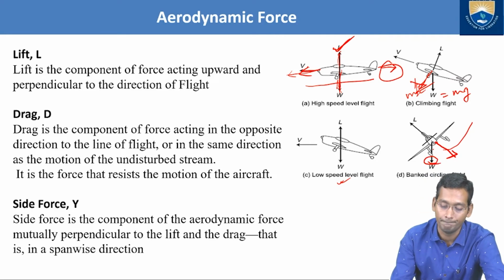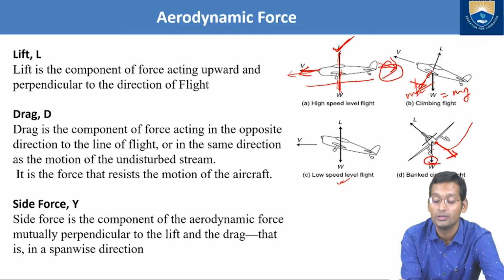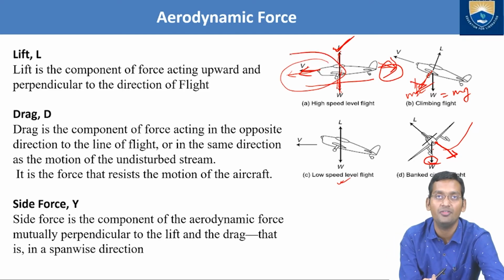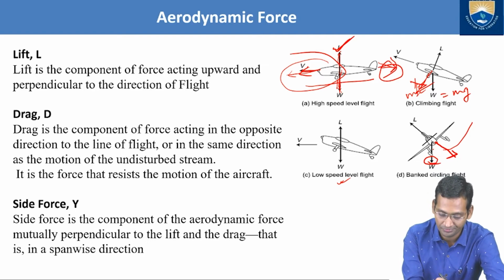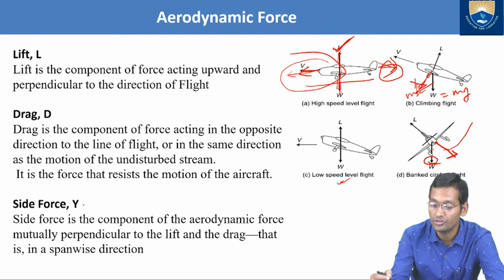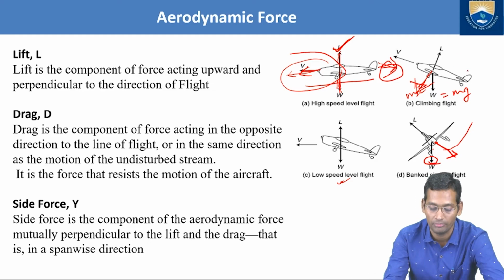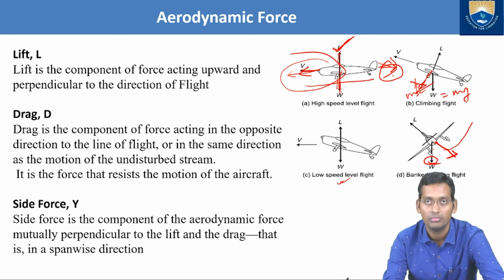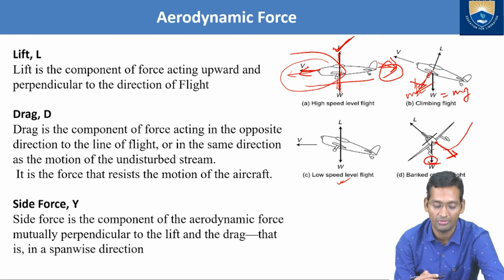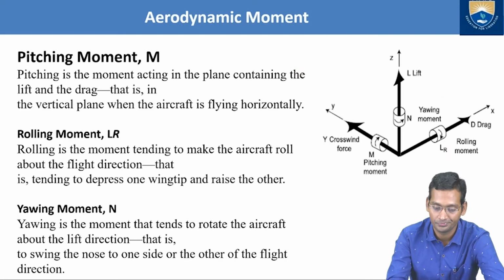Okay. So now the another force is drag. That explains about the drag. This is the backward force, which prevents the motion of the aircraft. Now side force, the forces acting on the body of this one, or you can say the drag, that also comes under the side force.